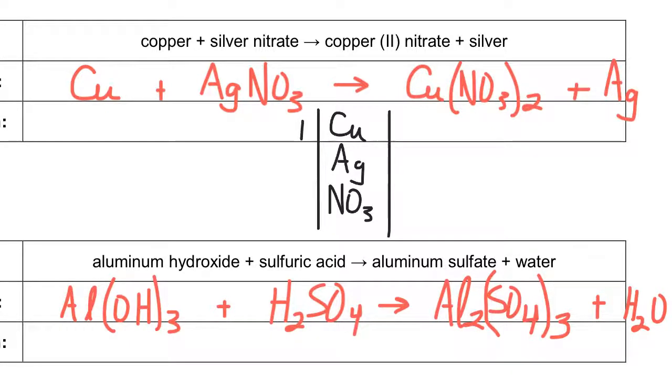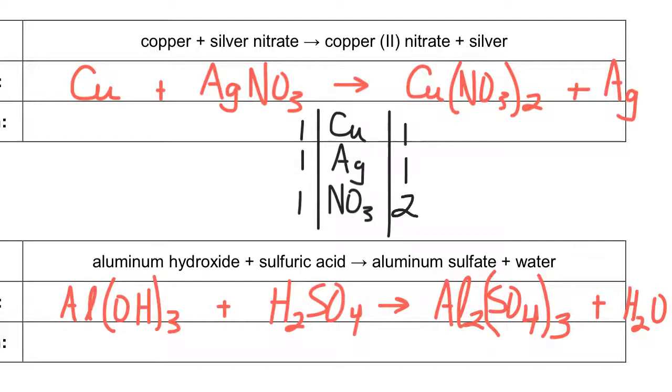So we have 1 copper on the left, 1 silver on the left, and here's nitrate. How many do we have? Just 1. So we just have 1 nitrate on the left. On the right, we have 1 copper. Notice this. This 2 right here means there are 2 of whatever's in the brackets. So there's 2 nitrate ions. And we have 1 silver. So now balancing becomes a little easier.